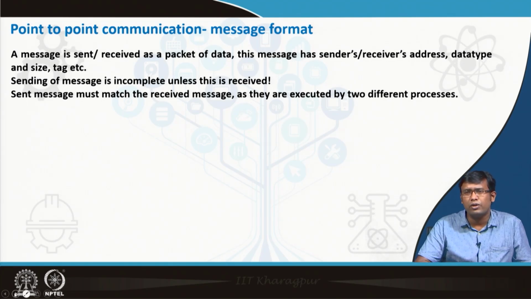That means he will know who is sending the data, he will receive the data from him only, and the data type and data size should match. I mean, I am trying to send an array and some other processor is trying to receive an integer, there is a data type mismatch. I am trying to send a float and the other is trying to receive an integer, that will not happen. Or one is trying to send an array, another is trying to receive a scalar, that will also not happen. There should be matching of the data type and the size of the data, and the tags should match.